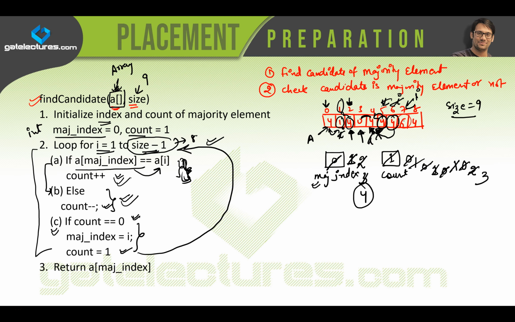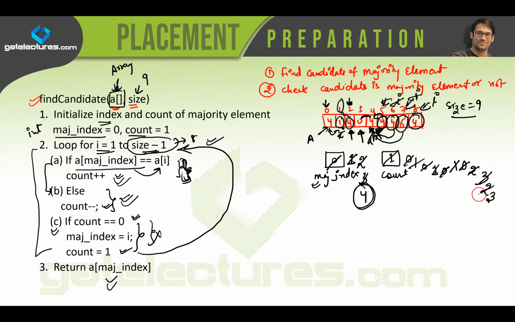Now I is pointing to this 6 and this 4, they are not equal, hence the count will be decremented, but this time the value of count is not 0, therefore this will not be executed. Again increment the value of I. Now we have again 4, therefore we are going to increment the value of count as 3. Now this loop is finished, so next we are going to return the location of majority index. So the location of majority index is 4.